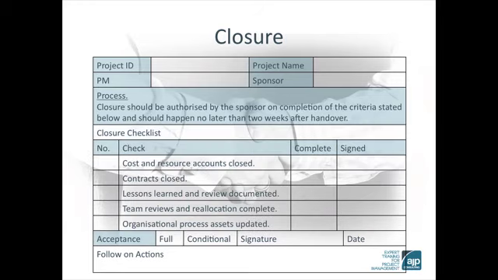So let's look at closure. Again, we've got the closure checklist form. Closure relies on prior planning to be effective and efficient. Note that the process describes the steps to take and the checklist features some typical conditions. Cost and resource accounts closed, contracts closed, lessons learned and review documented, team reviews and reallocation complete, organizational process assets updated.